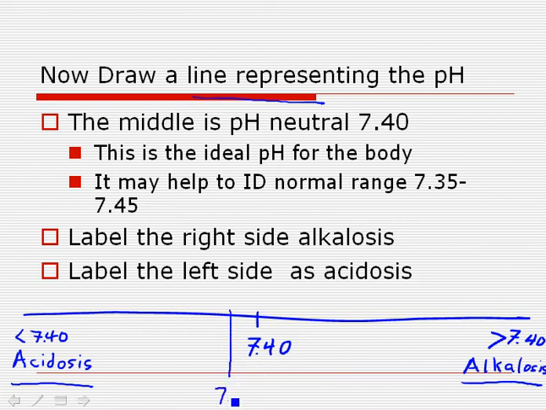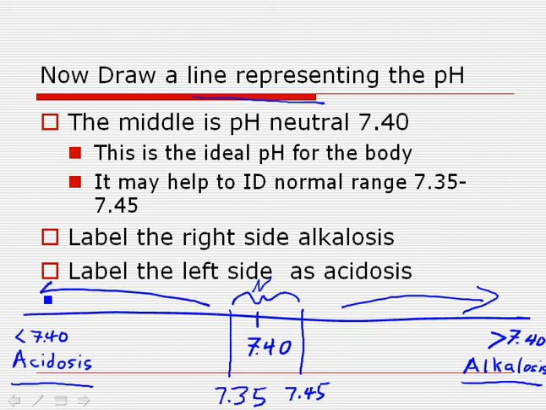It might be useful to keep in mind our range of normal blood gases. All right, so a normal pH would be anywhere from 7.35 to 7.45. This is our normal range. The body's going to do whatever it takes to get us in that normal range. So on the right side, this side represents alkalosis. On the left side, this side represents acidosis. All right, so now we're oriented to our basic line.